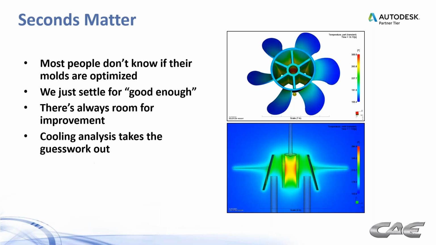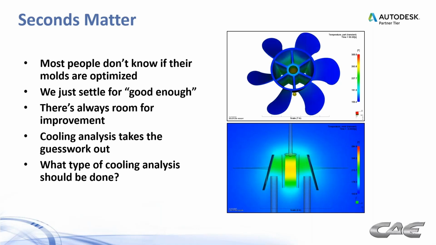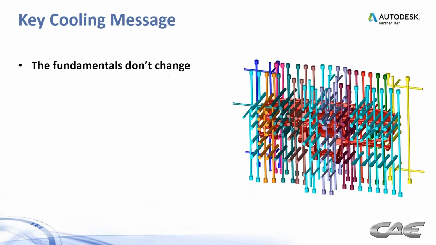But the question is, what type of cooling analysis should be done? And that's going to be one of the focuses of today's webinar. So our key message here, though, is no matter what type of analysis you do, the fundamentals really don't change. You've got a heat load on a mold, and you've got to get that heat out of there, and you want to do it as uniformly and efficiently as you possibly can. But how do we take advantage of those fundamentals to get the cooling uniformity and efficiency that we want?